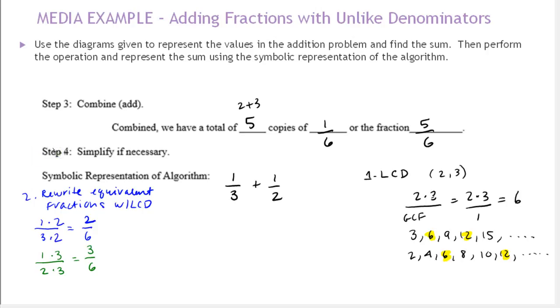Okay. So now we write the equivalent fractions with the LCD, and now we're going to rewrite this problem using the equivalent fractions. So 1/3 is 2/6. 1/2 is 3/6. Now we're just going to use the process we learned before when they already have a common denominator. You add the numerators. That's the number of copies. The size of the pieces aren't changing, so it's still 6, and we have 5/6.